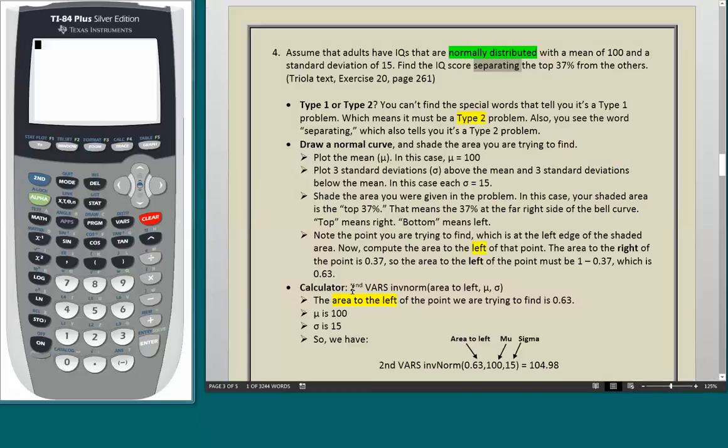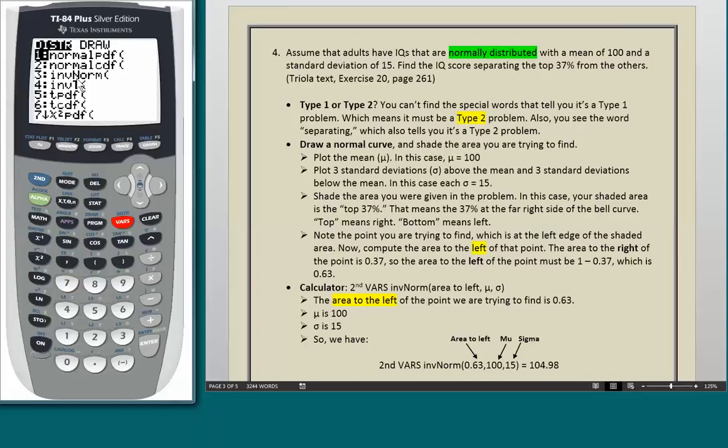So now we go to the calculator, and now we do something a little different. And let me make one little correction here. Now in the calculator, we're going to go to second VARS, inverse norm. Before we were going to normal CDF. Now we're going to go to inverse norm, and we'll see what that looks like. We'll come over to the calculator, second VARS. Here you see normal CDF. That's what we've been doing, but now we're going to go down to this number 3, inverse norm. So I'm going to choose inverse norm.